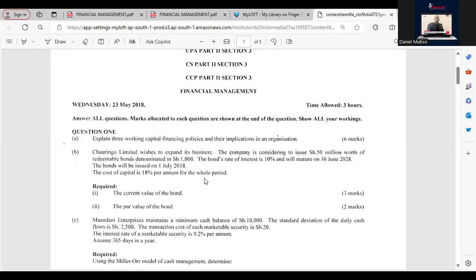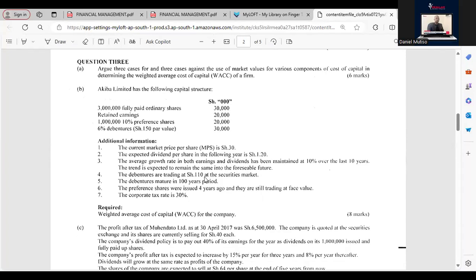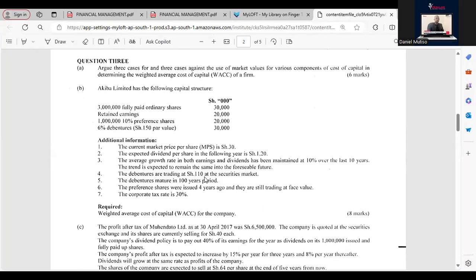Now, in our question here, there is a question which they tested for WACC, and this is how it reads. You can see, and these questions they normally promise a lot of marks. So in this question, we are being told, Akiba Limited has the following capital structure. They have already given you the capital structure there, right? They are going to be providing those capital structures. So they have provided you with what? We are being told there is 3 million fully paid ordinary shares, the retained earnings, 1 million 10% preference shares, and 6% debentures, at 150 par value.